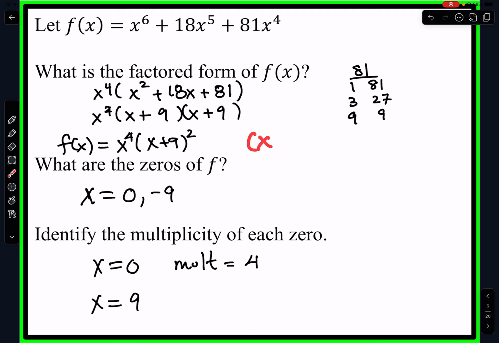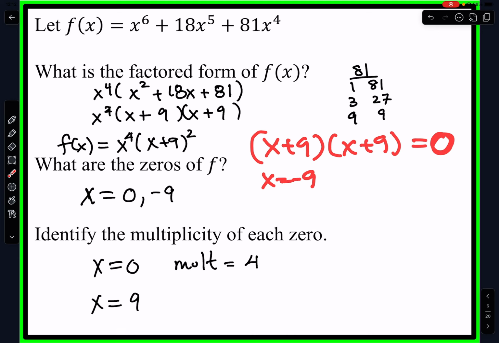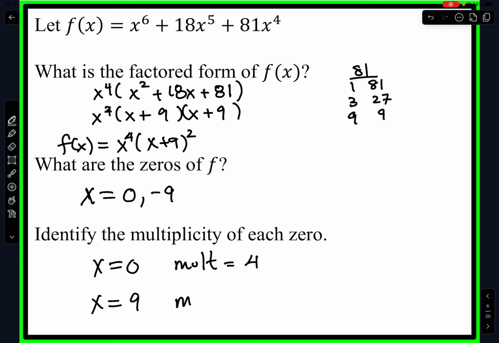And now if x plus 9 is going to equal 0, that means that x would have to equal negative 9. And how many times is that going to happen? Well, it's going to happen 2 times, since I have x plus 9 raised to the second power. So x plus 9 times another x plus 9. And I want to find out what's going to make this equal to 0, like I mentioned. So that would mean that x would have to equal negative 9 one time and a second time. So the multiplicity is 2.